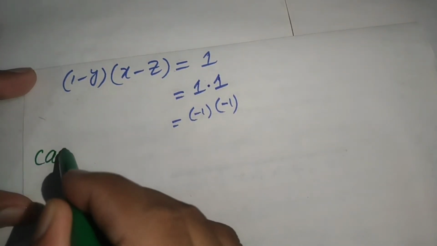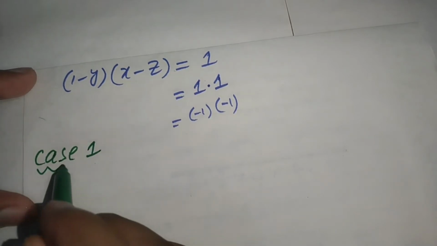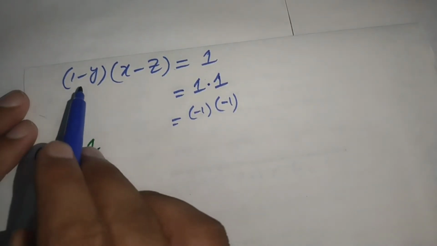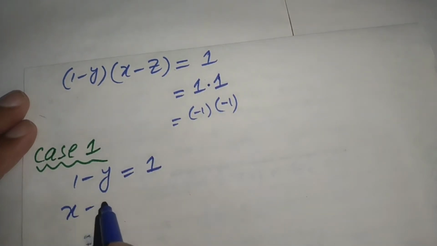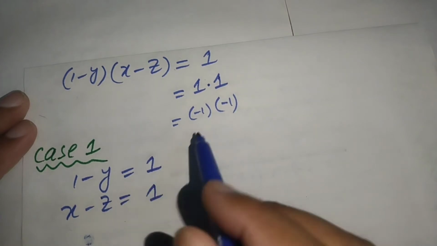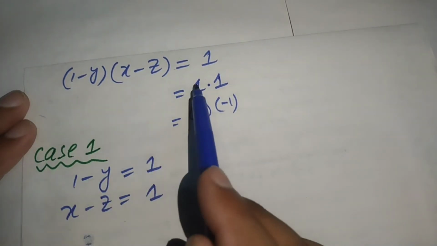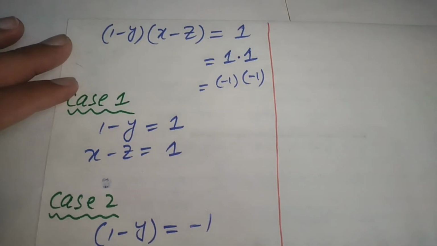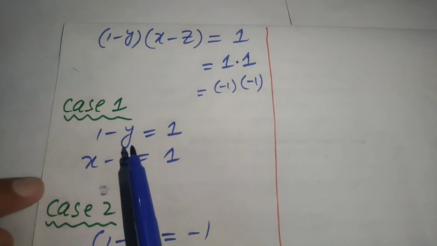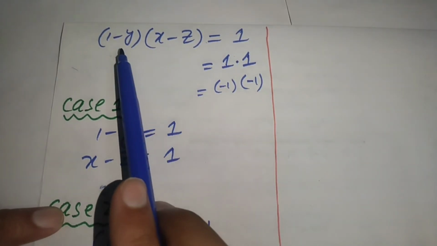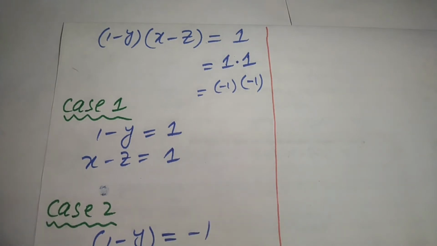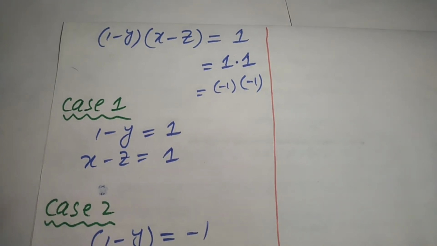First we solve case 1. Case 1 is just we take 1 minus y is equal to 1 and x minus z is equal to 1. Okay, this is the first case. In the second case we take 1 minus y is equal to minus 1 and x minus z is equal to minus 1. So now we find the values of x, y and z from these two cases.